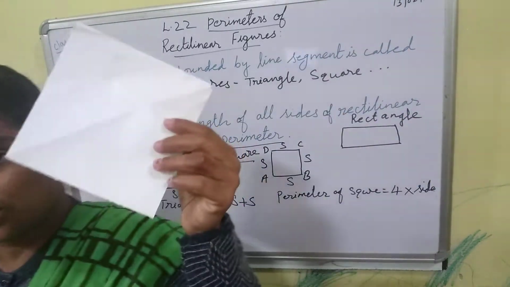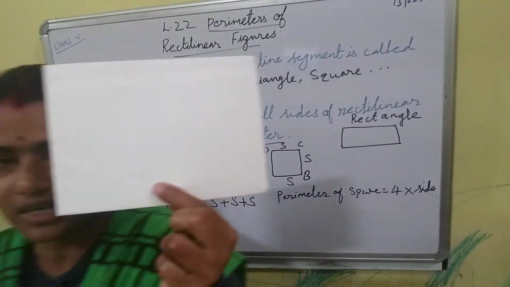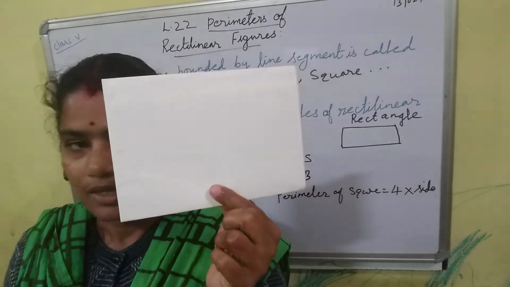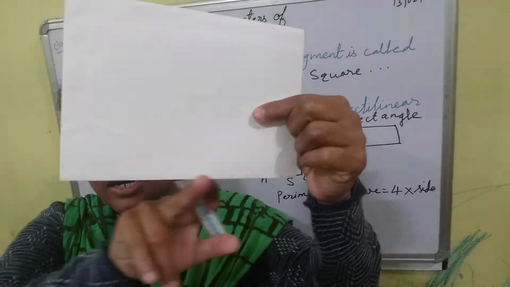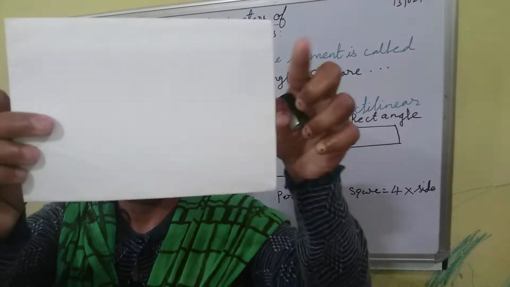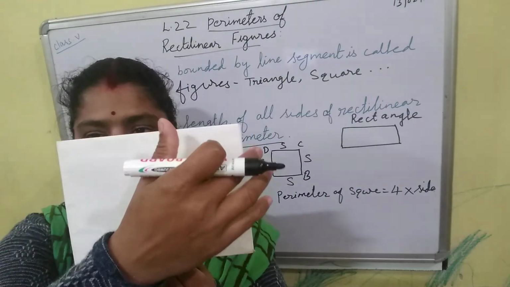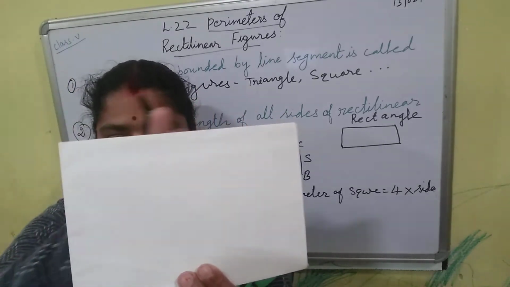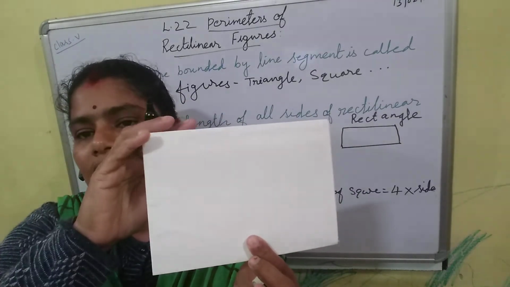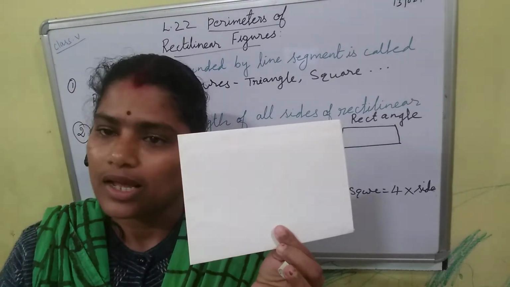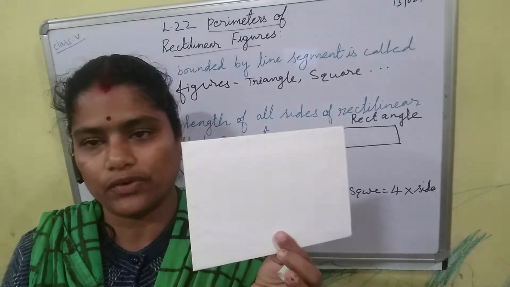See, this is the rectangle figure, a plane figure. This side is long and this one has the same length. This is short and this is also short. This is 5 centimeter, this also 5 centimeter, this is 8 centimeter, this also 8 centimeter. So opposite sides of a rectangle are equal.